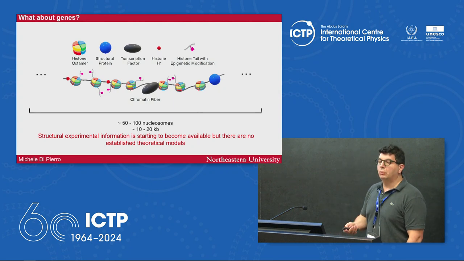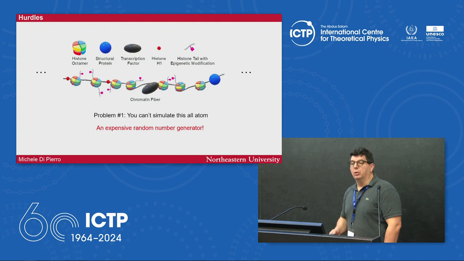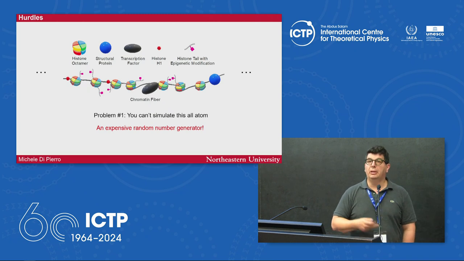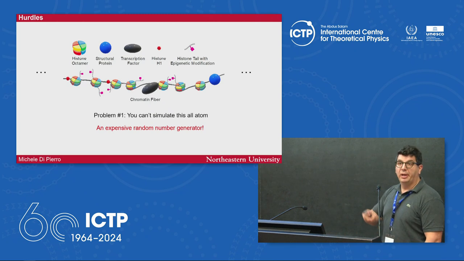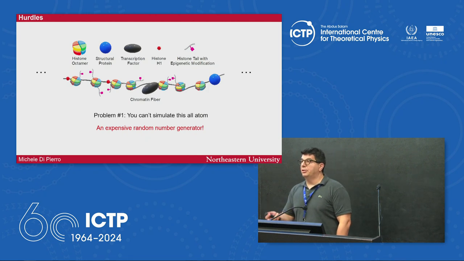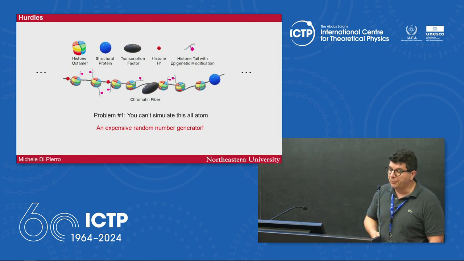All of these factors make up a very heterogeneous system. And so how can we address this with theory? We don't know. You could try to simulate this all atom, and then you run into two problems. The first problem is that your computer is not big enough, and the second problem is that your energy function is not good enough. So even if you could simulate it, it would be just a random number generator.